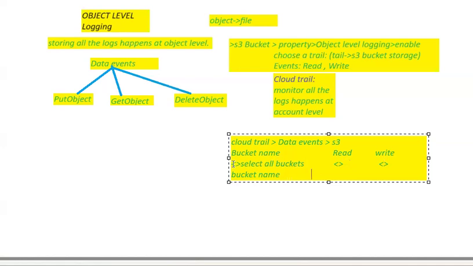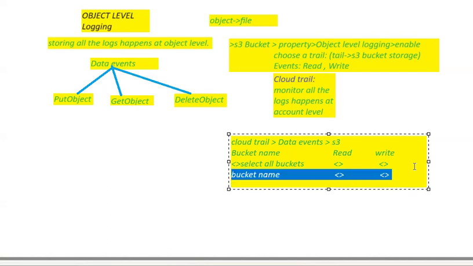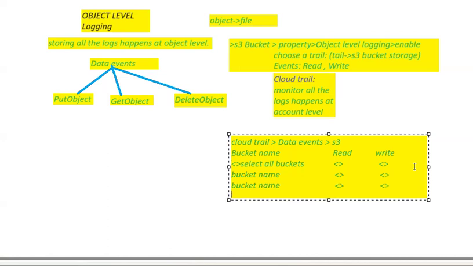If you tick the read checkbox, then only your read data will be stored under your CloudTrail. If you tick write as well, then all your write events will be stored under your CloudTrail. If you don't want to select all the buckets and want to specify certain buckets, then you provide your bucket name here and tick whatever events you want to store. Any number of buckets you want, you can write here and provide the permissions. That means you can tick only read events or write events, so that all the object level logging data will be stored.